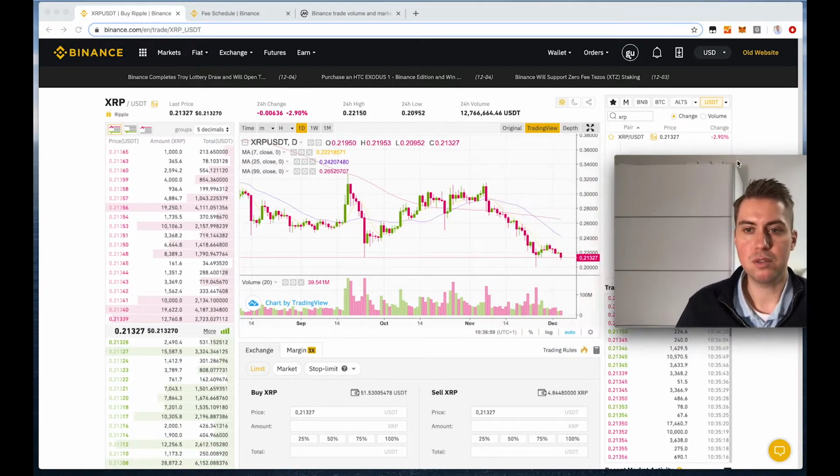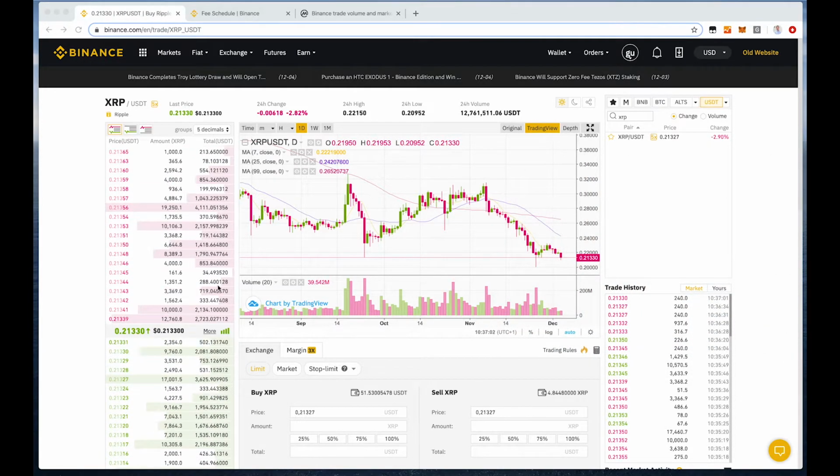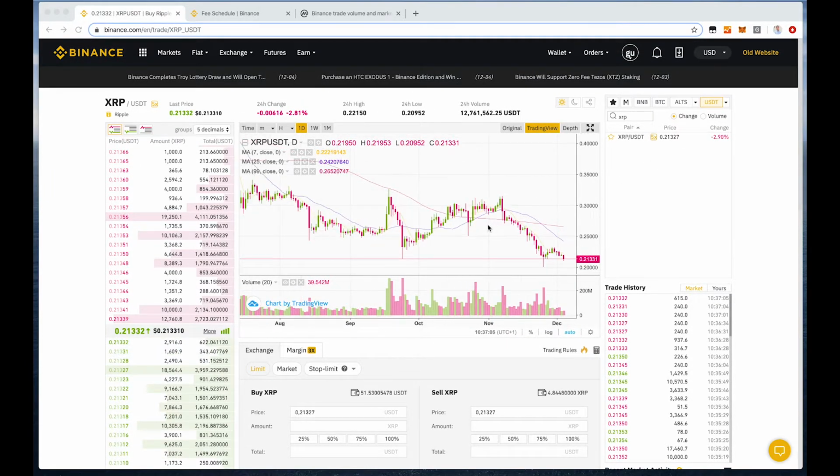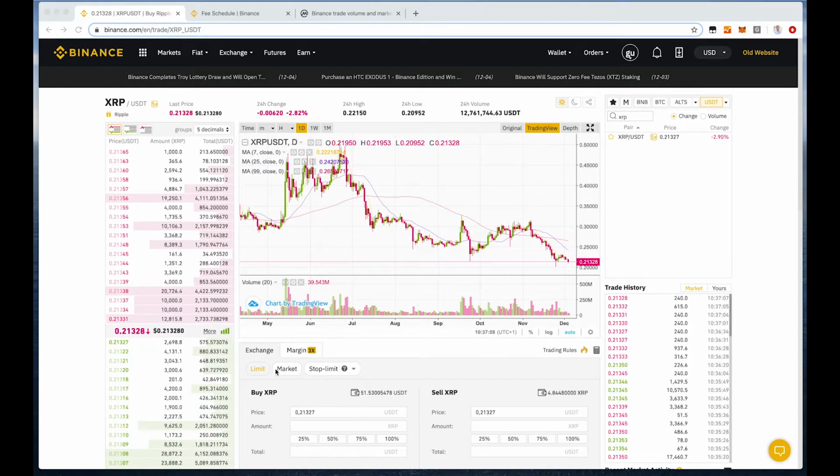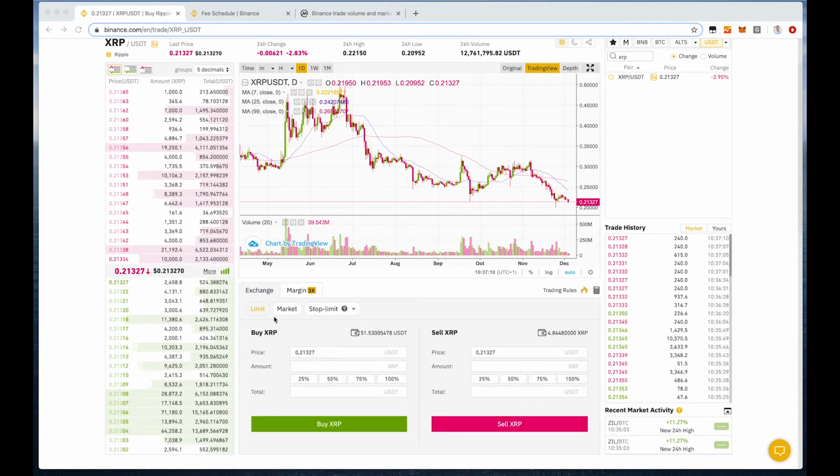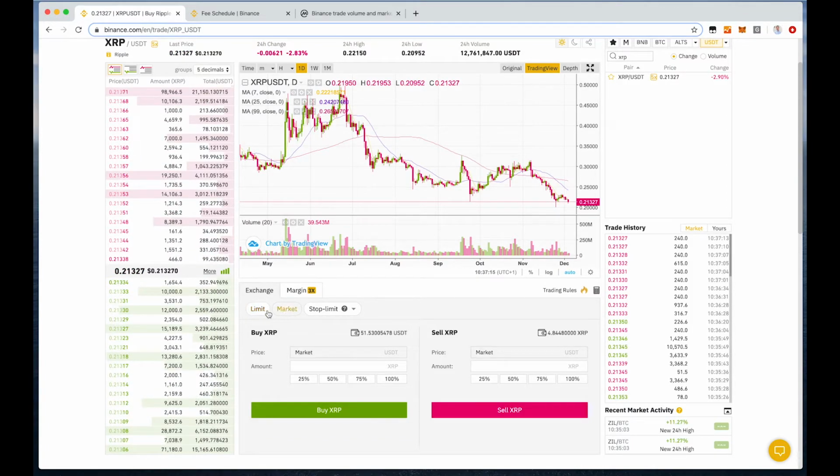I will do that to the side here, to have a bigger screen. Okay, let's say we want to buy XRP now. All we have to do is click on exchange here, and then we can do either a limit or a market order. A market order will get executed immediately.